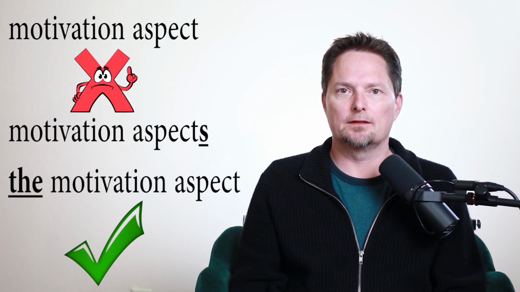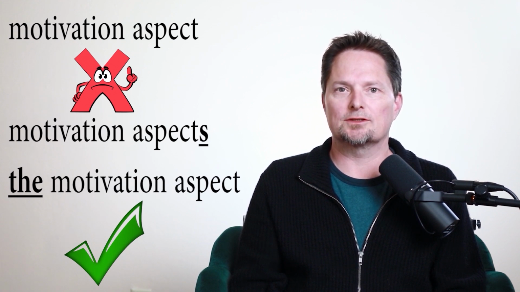This is also not correct. Vocabulary, we cover motivation aspect. I cannot say we cover motivation aspect. The word aspect is countable, and there's more than one, so I have to say motivation aspects. Or I can say specific, the motivation aspect. But the best option is to make it plural, motivation aspects.